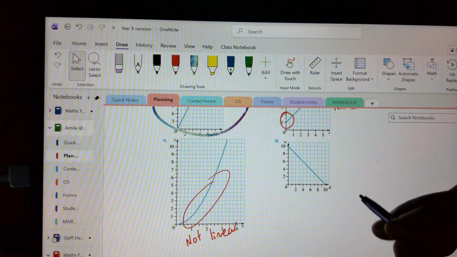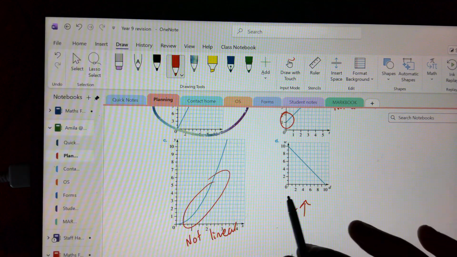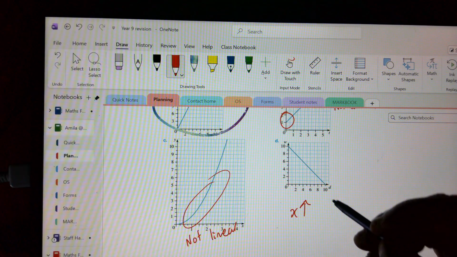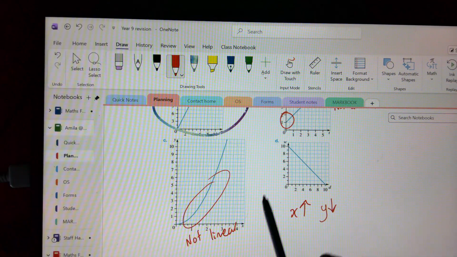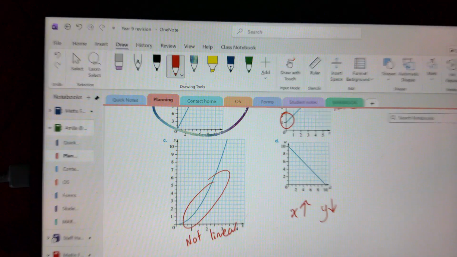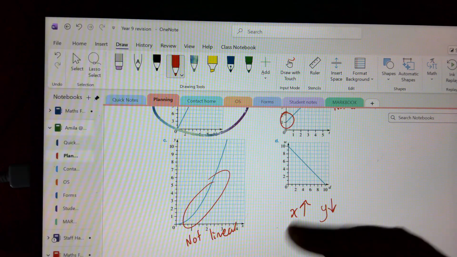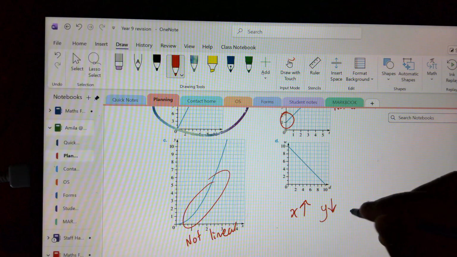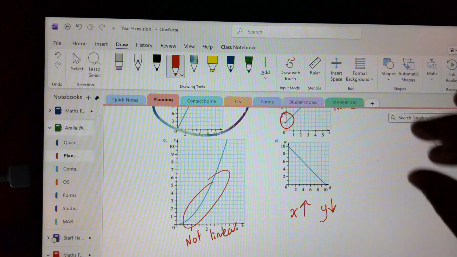And then D, here we have an X value that increases, so going from 0 to 10, and then our Y variable decreases, we're going from 10 to 0. If it's directly proportional, they must be going in the same direction. In other words, if X increases, Y has to increase. If Y decreases, then X has to decrease. If it's opposites, then it's not directly proportional.